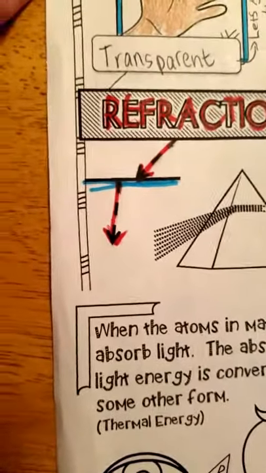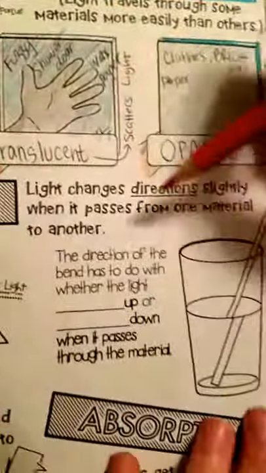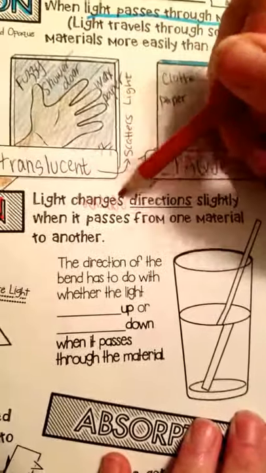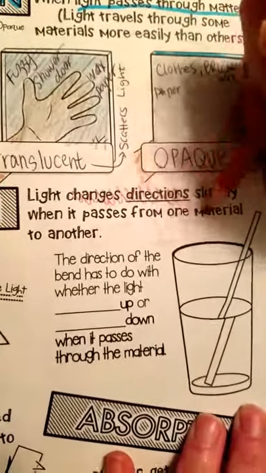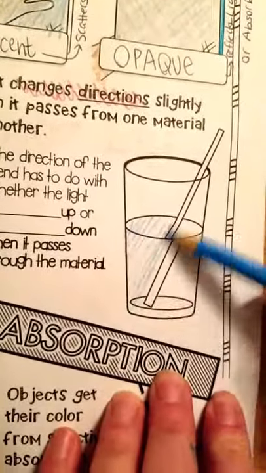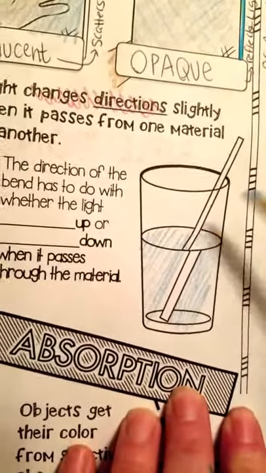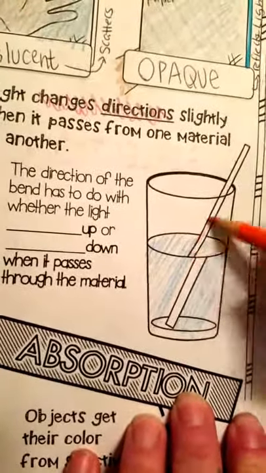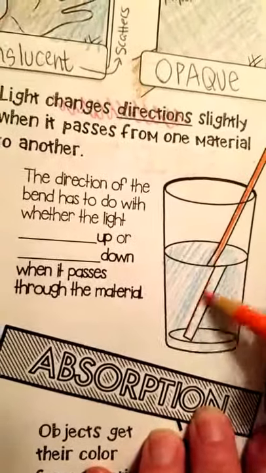So let's read that definition. It says that light changes direction slightly when it passes from one material to another. So let's use this water cup first for an example. You can see this in everyday life. If you have a water cup at home, you grab a straw. It needs to be a clear glass cup. And it looks like, oh my goodness, it's magic. The straw was going in one direction, and all of a sudden it's in the water.